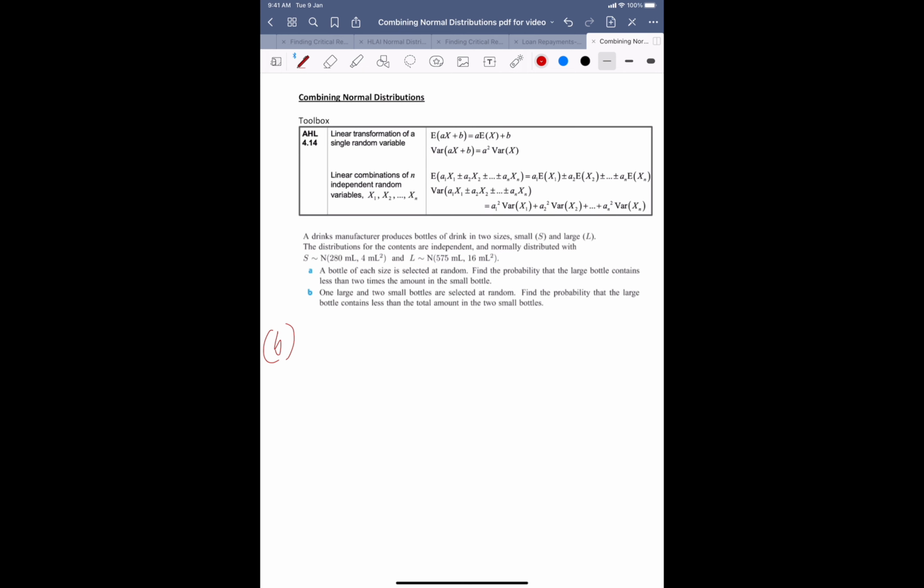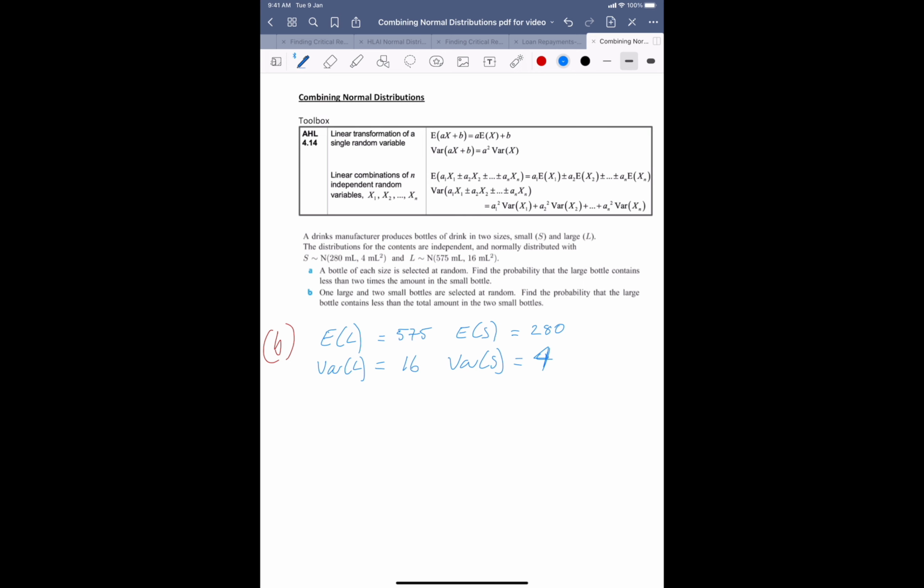The last question we had to flick backwards and forwards from the question to the answer. So here I'm going to just put a little bit of guidance. E of L and var of L, and E of S and var of S. So we just transfer the data from the question into the right place. So E of L is 575, var of L is 16, and E of S and var of S are 280 and 4. So this should help us with part B.